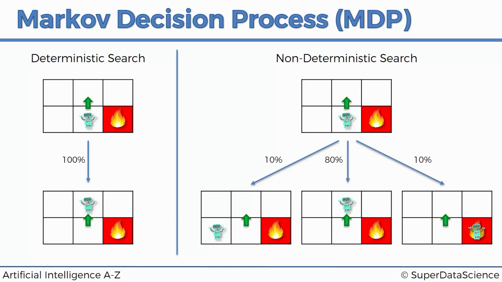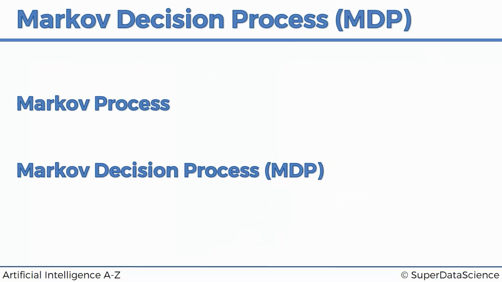So something that is out of the control of the agent, something that it cannot predict. That's what we're modeling here in non-deterministic search. And this is where we have directly approached two new concepts: a Markov process and a Markov decision process. So let's have a look at these.